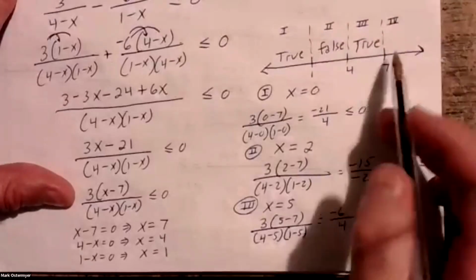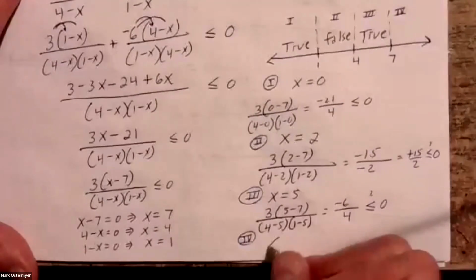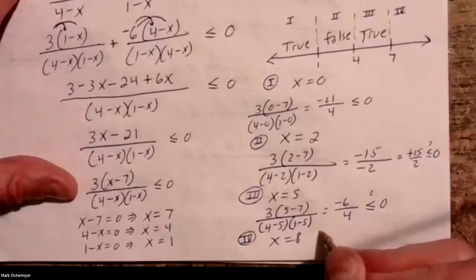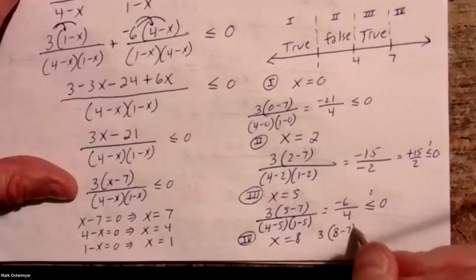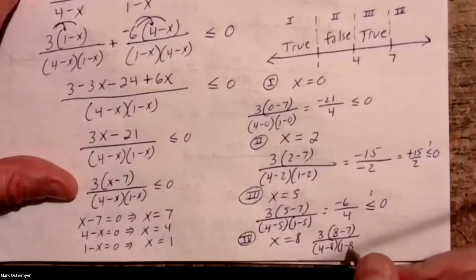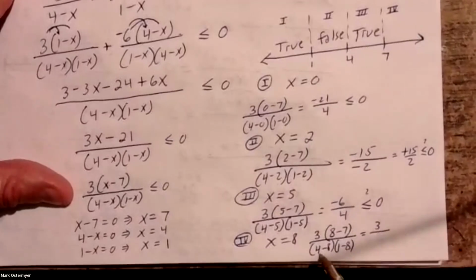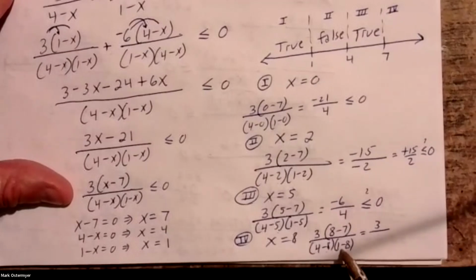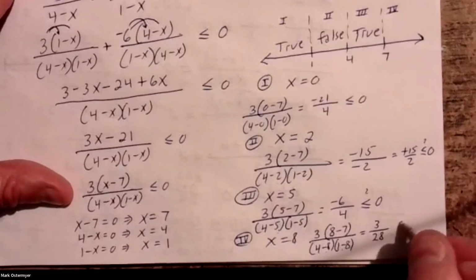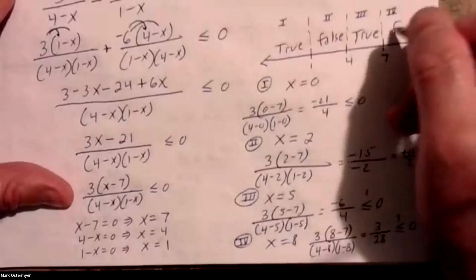Finally, interval number 4, give me something bigger than 7, like 8. Put in 8 here, here, and here, and verify. This gives me 3 times 1 is 3. Downstairs, I've got a negative 4 times a negative 7, which is a positive 28. Is a positive less than or equal to 0? That is false.